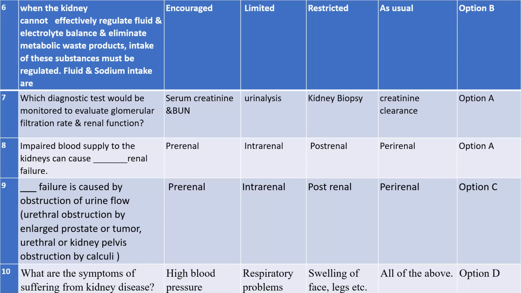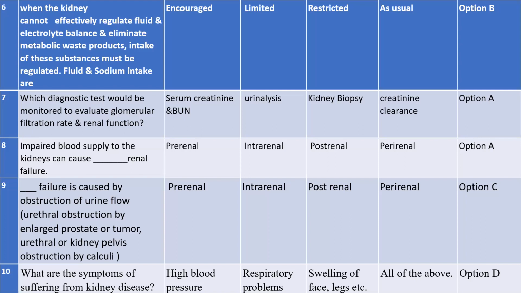Yes, ma'am. Okay. Next. Number 9: post-renal failure is caused by obstruction of urine flow. That is urethral obstruction by enlarged prostate or tumor, or ureteral or kidney pelvis obstruction by calculi.